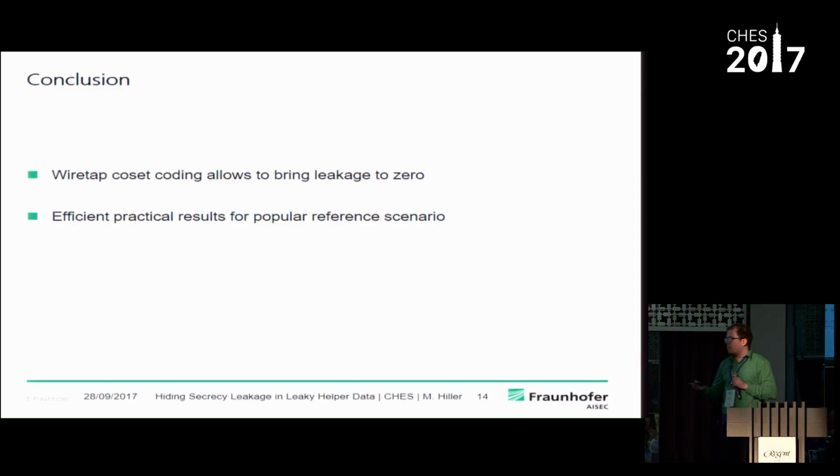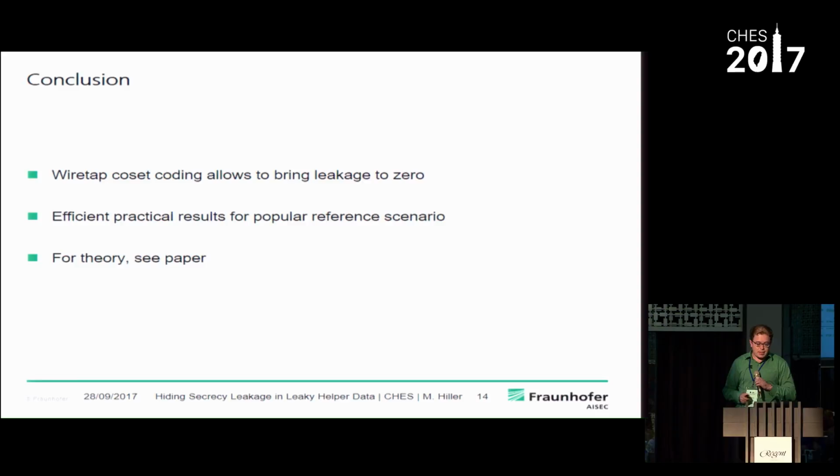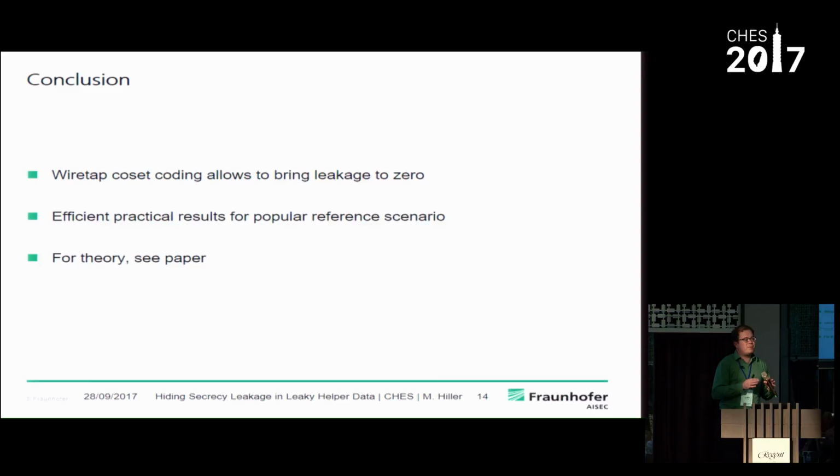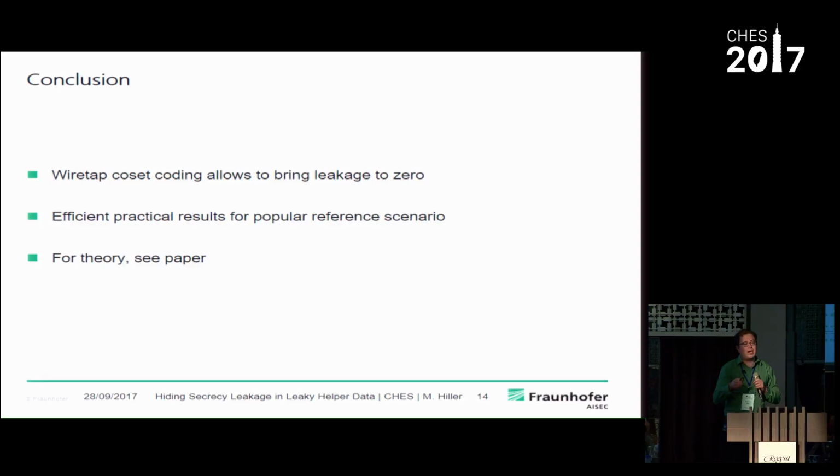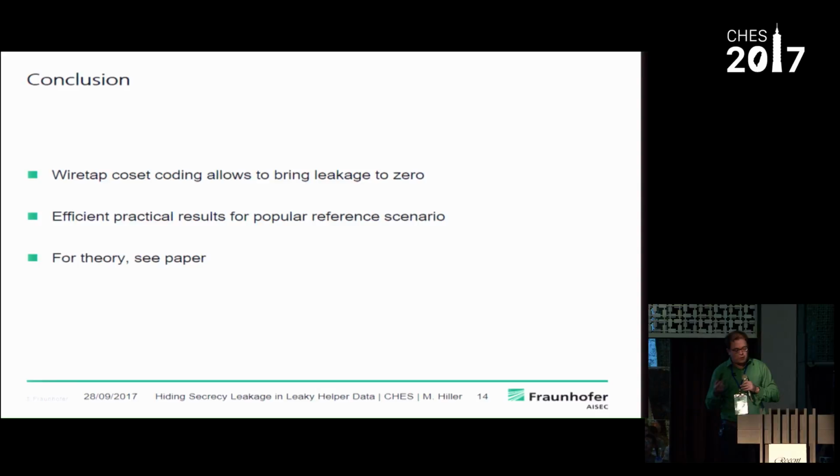And also another point is that, in this talk, I completely omitted the theoretical part and wanted to focus on the motivation, how to get there. In the paper we explain why we can use wiretap coset codes, or wiretap codes in general, in the domain of PUFs, where the parallels to physical layer security are, and then introduce wiretap coset coding for our problem. And we also present more practical results and discuss the bounding in more detail.